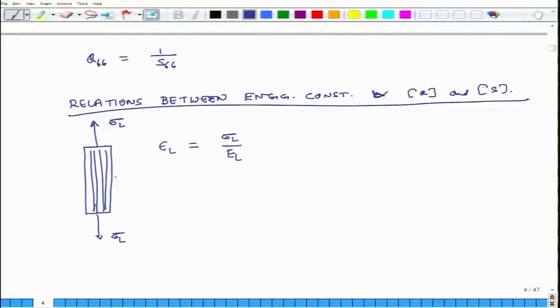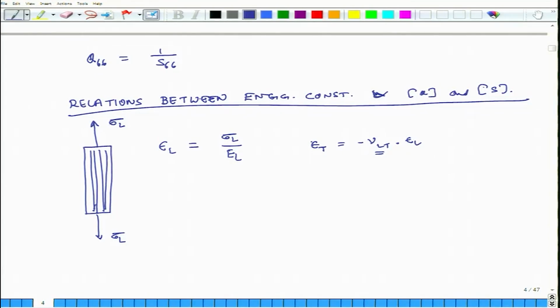Also there will be a transverse strain because of Poisson's effect. So this is epsilon T, and that will be only because of Poisson's effect. So it will be minus nu TL times epsilon L. It will be LT. So you can calculate in this way the Poisson's ratio and also the EL.